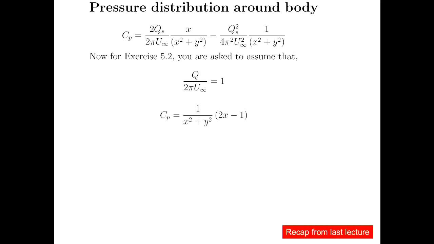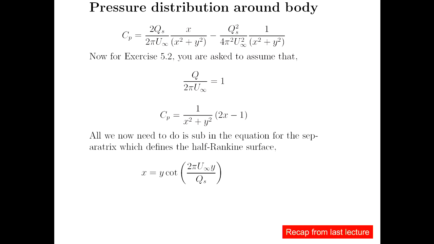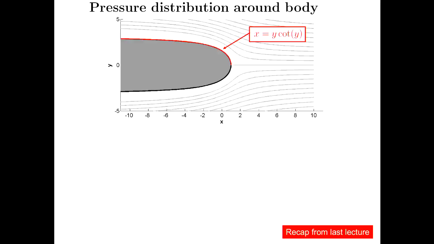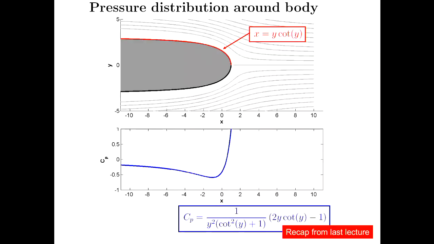I basically just substitute a few more constants inside, and we get Cp to be a function of x and y. This is for the whole flow. But we're only interested in the pressure coefficient along the half Rankine body. So what I've done is I've substituted the equation of my separatrix, and what we get then is our Cp just as a function of y.